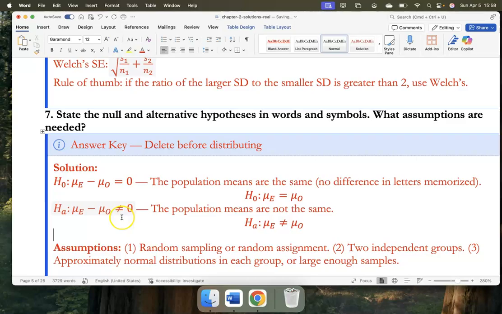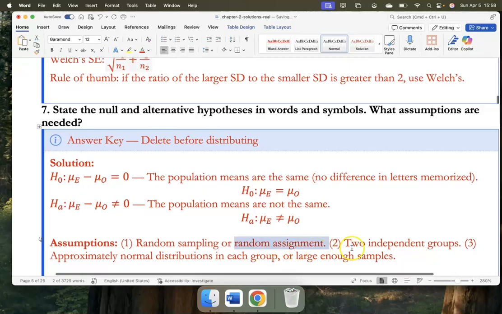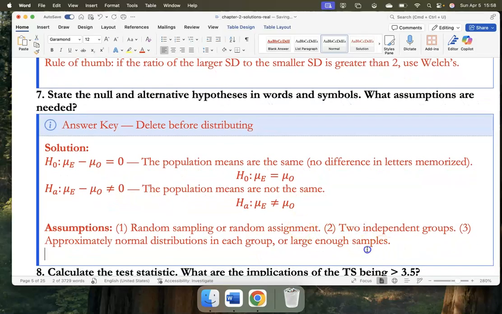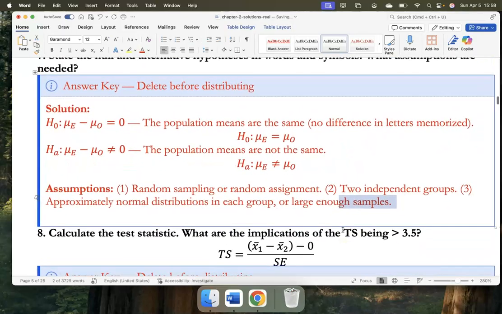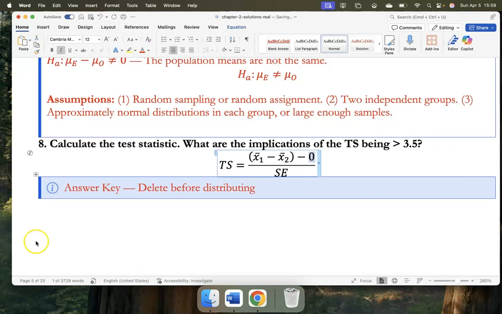this is the null and alternative. The assumptions that need to be met are that random sampling or random assignment needs to have been done in order for us to make conclusions regarding this analysis, 2 independent groups, and approximately the data follow a normal distribution. From there, we need to calculate the test statistic. So this is the equation to calculate the test statistic: X bar 1 minus X bar 2, which is our point estimate, minus 0, and then divided by our standard error.